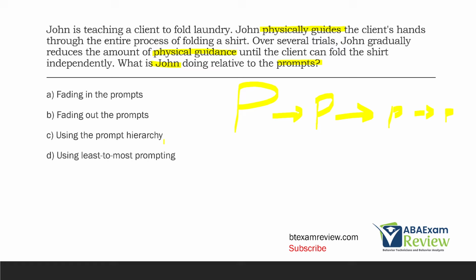Now, is he using the prompt hierarchy? Well, the prompt hierarchy is a pyramid, so to speak, of prompts from most intrusive to least intrusive. And we can move up and down the prompt hierarchy depending on what type of prompt is called for. John's not really moving down or up the prompt hierarchy because he's using physical prompting the entire time. And then D, using least to most prompting. Same thing with C, he's physically guiding the client the entire time. He's not necessarily going least to most. If anything, he's going most to least since he is fading out that physical guidance. So relative to the prompts, John is fading out the physical guidance. He's fading out the prompts.